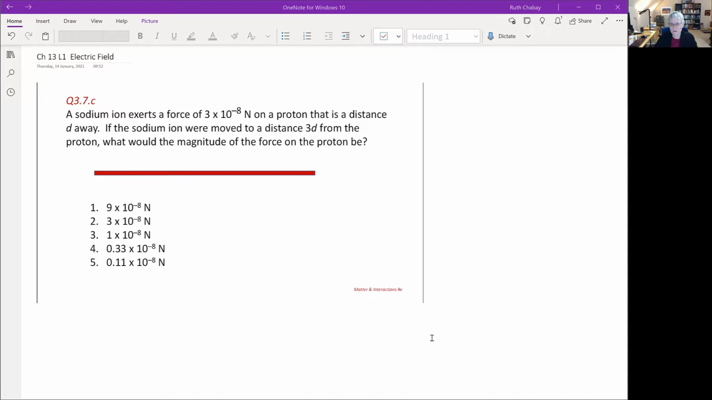Okay, let's see what you said. Well, we're just about evenly divided between answers 3 and 4. And they're not both correct. So let's see what is correct here.